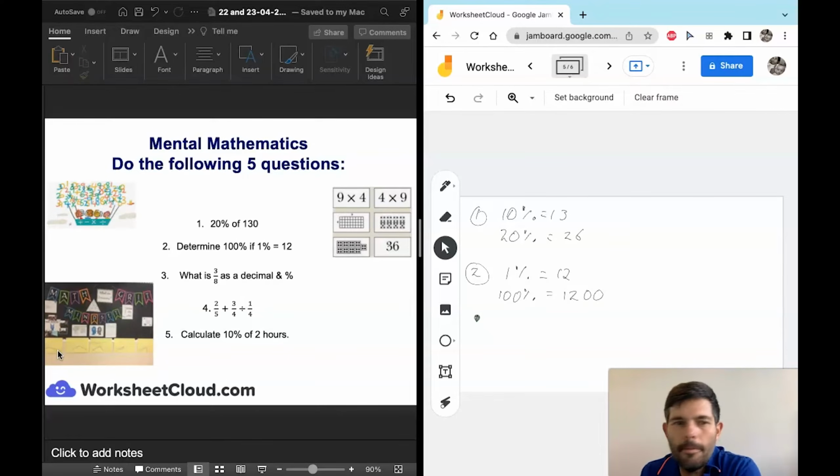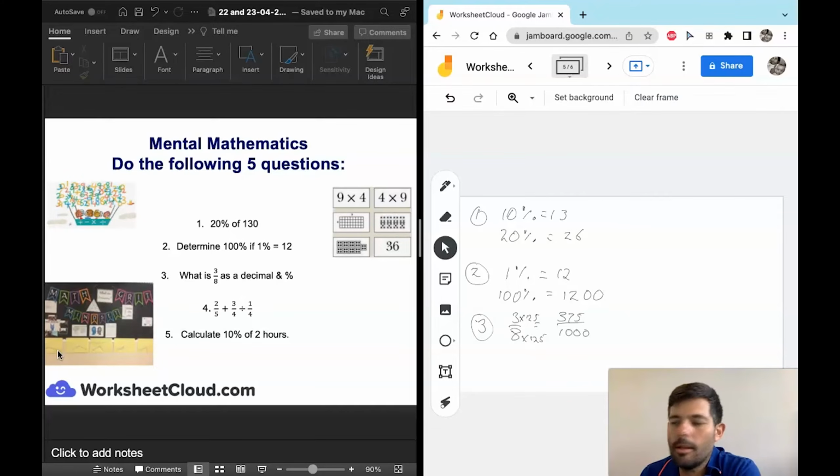Question 3, what is 3 over 8 as a decimal? Now remember, percentage is always out of 100. So we need to try to get our fractions to a denominator out of 100. Now we can't turn 8 into 100, but we can turn 8 into 1,000, and to do that we multiply it by 125. So I must do the same thing to the numerator, and that's going to give me 375 over 1,000.